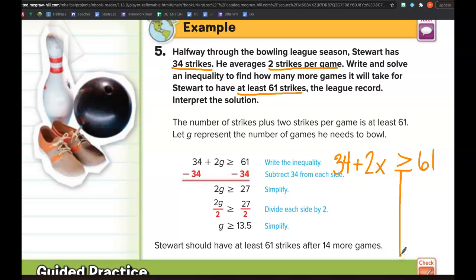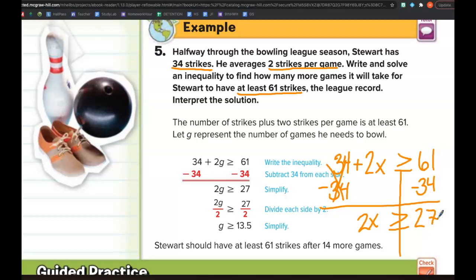Okay? How would you solve this? What's the first thing I would do? Luke? Good. Subtract 34. So I would still have 2x. Would you keep or change the sign at this point? You would keep it, because I didn't multiply or divide by a negative. And what do you get? 27.